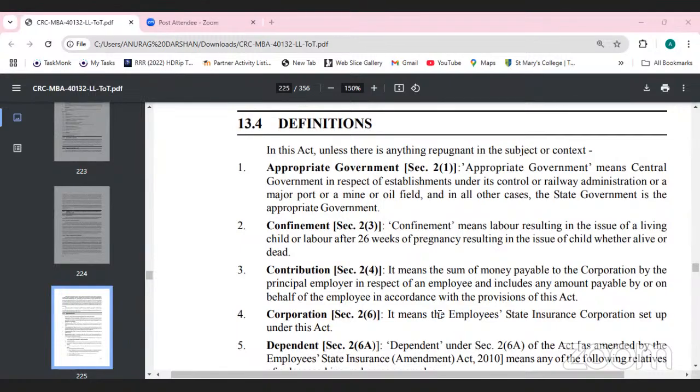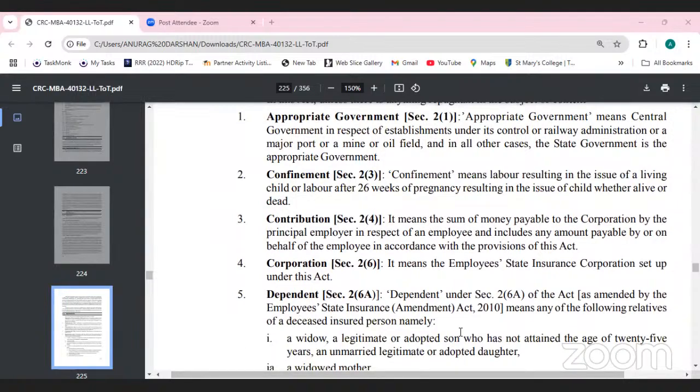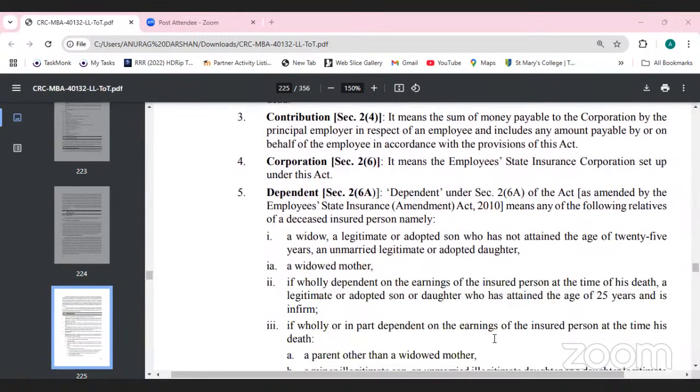A dependent under Section 2, sub-section 6A of the Act, which has been amended by the Employees' State Insurance Amendment Act 2010, means any of the following: a widow, a legitimate or adopted son who has not attained the age of 25 years, an unmarried legitimate or adopted daughter. It can be a widowed mother wholly dependent on the earnings of the injured person at the time of his death, a legitimate or adopted son or daughter who has attained the age of 25 years and is infirm, and is wholly or in part dependent on the insured person at the time of his death.